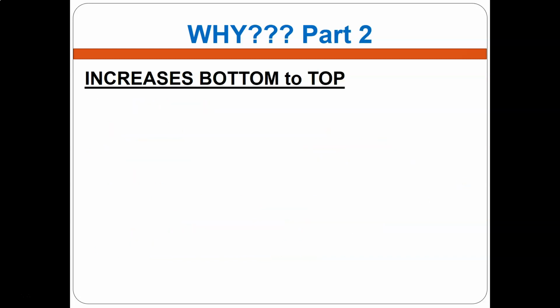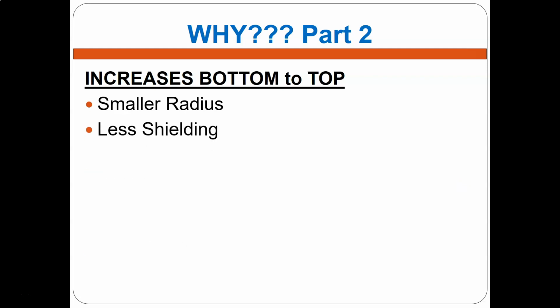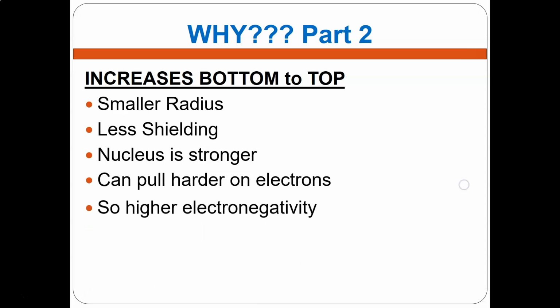Increases going from the bottom to the top because we have a smaller radius. This time we have less shielding, right? We don't have as many energy levels at the top, which means that nuclear attraction is stronger. It can pull harder, so we get higher electronegativity.